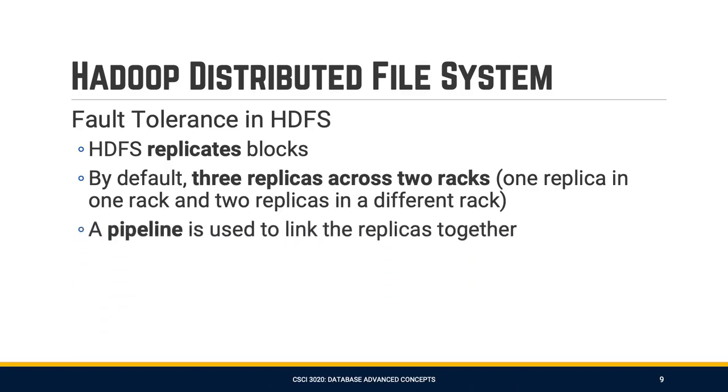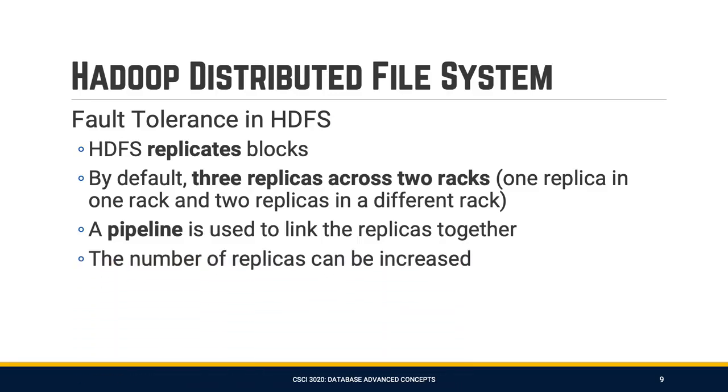HDFS uses what is known as a pipeline to link the replicas together so that you can easily traverse from one replica to another replica. And the number of replicas can actually be increased. So 3 is the default, but you can go up to a higher number if you want.